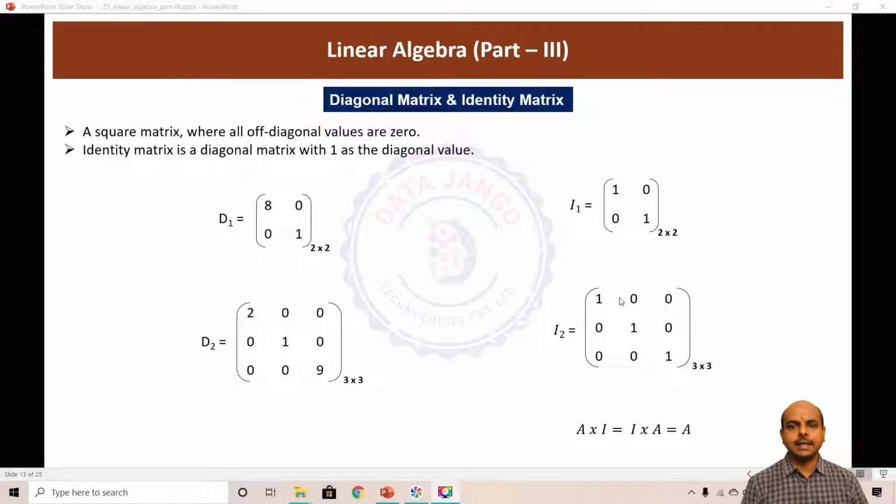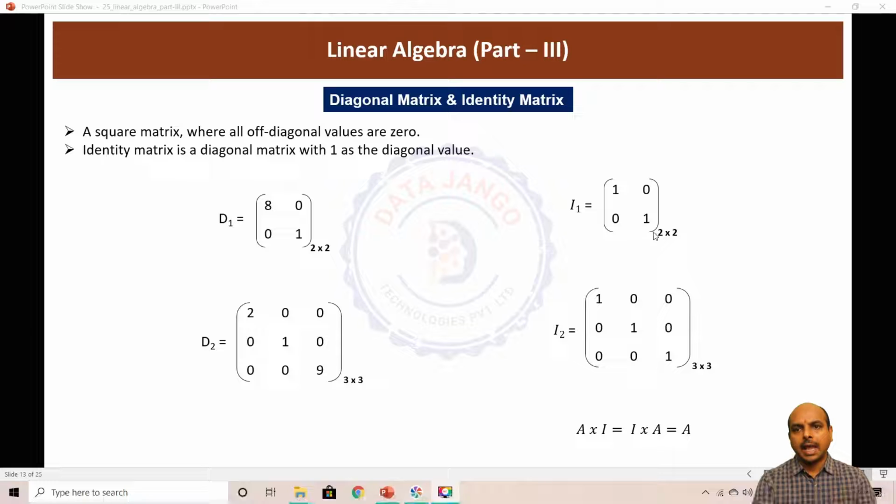Diagonal matrix and identity matrix. Now if a square matrix has all off diagonal values 0, then we call it a diagonal matrix. If you look at this, all off diagonal values are 0, even this matrix or this matrix, only diagonal values are there. In eigenvalues and eigenvectors, you will get an eigenvalues matrix, a diagonal matrix. Because of that reason, I am trying to recap that here. So here the diagonal values are non-zero and all the off diagonal values are 0. That is called a diagonal matrix.